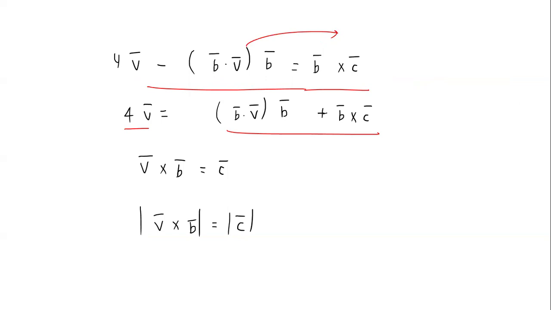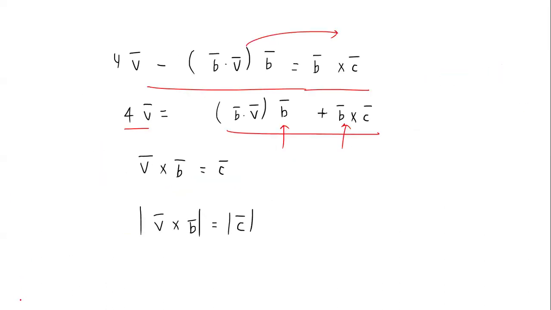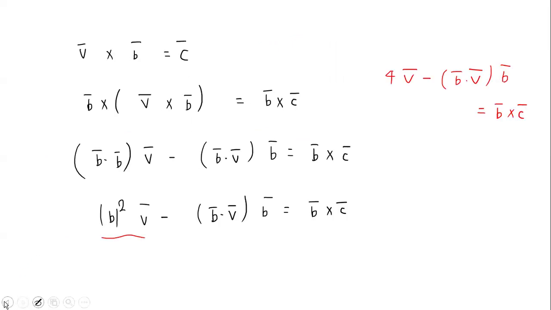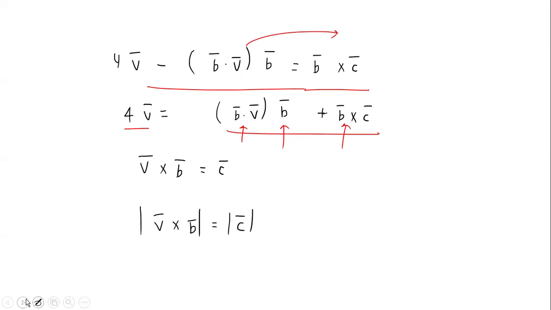Now here you see the terms. Here we have this b vector, and here we also have this b cross c. So in the problem it is also given that we can express this v vector in this way, where we have this b vector and b cross c. The only thing we don't know here is this b dot v value. So this we can calculate in this way, like in the problem we know this information is given like v cross b is equal to c.